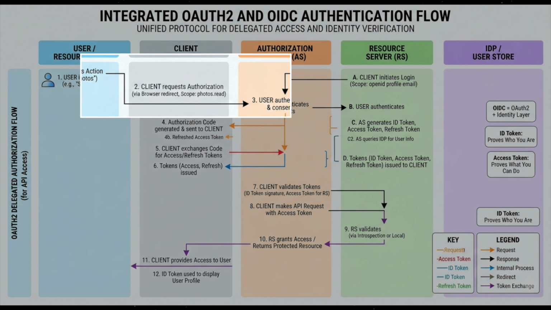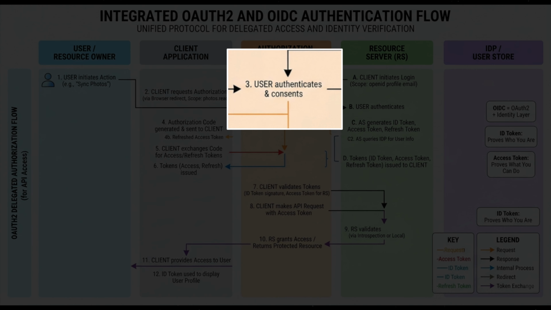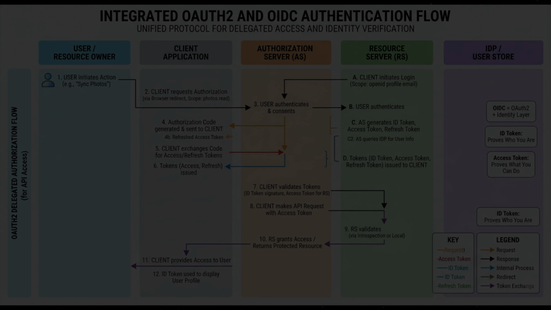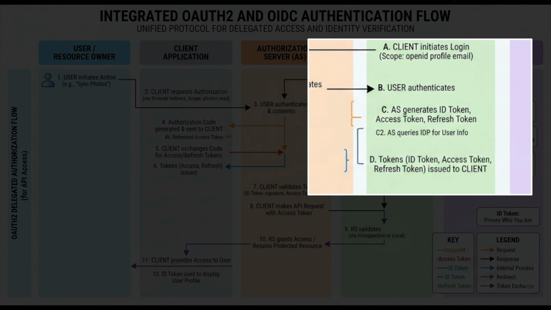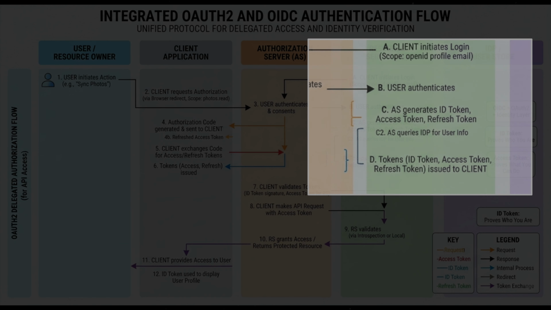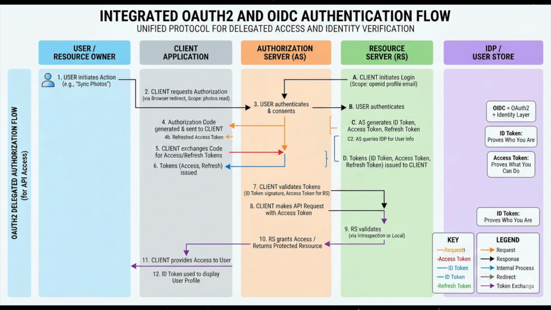Your app redirects the user to the authorization server with the scope, basically asking what permissions do we need. User logs in and consents. The auth server redirects back to your app with a short-lived authorization code. Your server exchanges that code for an access token and a refresh token. You use the access token to call APIs. When it expires, the refresh token gets a new one without the user logging in again.